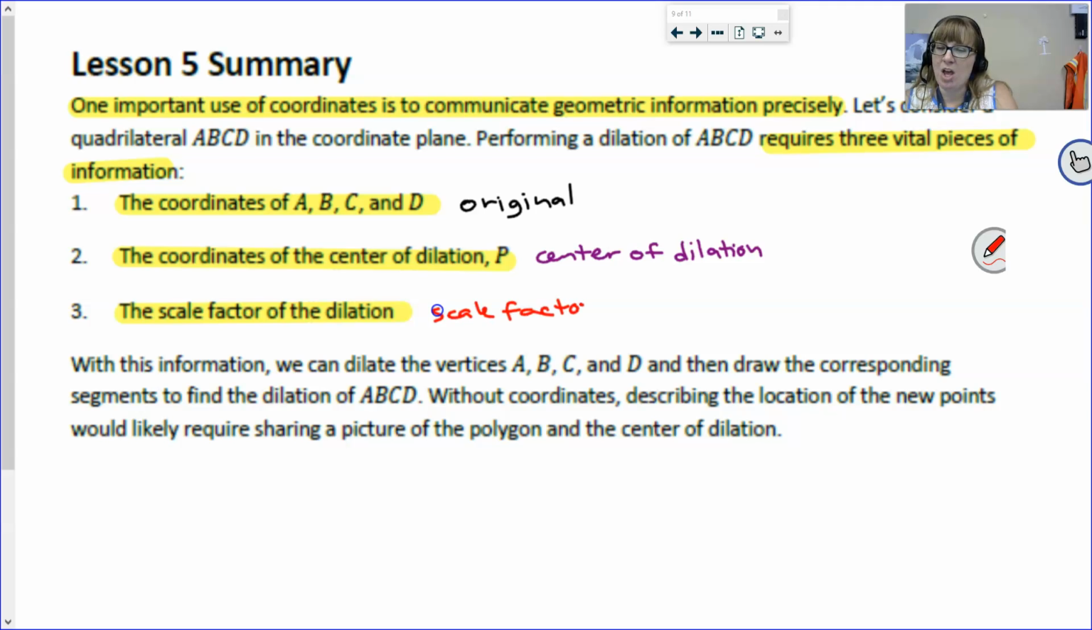With this information, we can dilate the vertices A, B, C, and D, and then draw the corresponding segments to find the dilation A'B'C'D'. Key thing here, because I know a lot of students in class forgot this, you do have to draw those corresponding segments. Finding specific points is great, but we need to make sure we complete it by drawing all of those missing segments. Without coordinates, describing the location of the new points would likely require just sharing a picture of the polygon and the center of dilation. If we can't describe where those points are, we were going to have to show it by showing that picture.